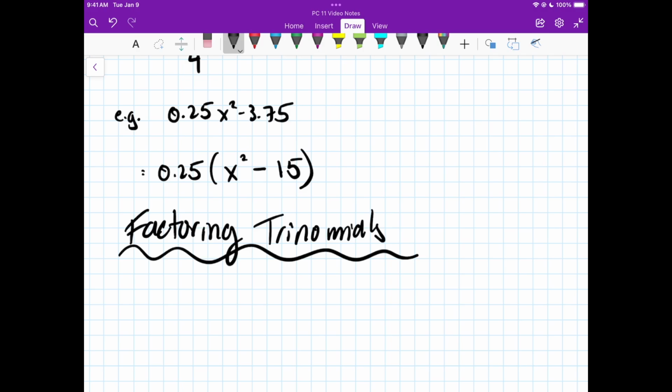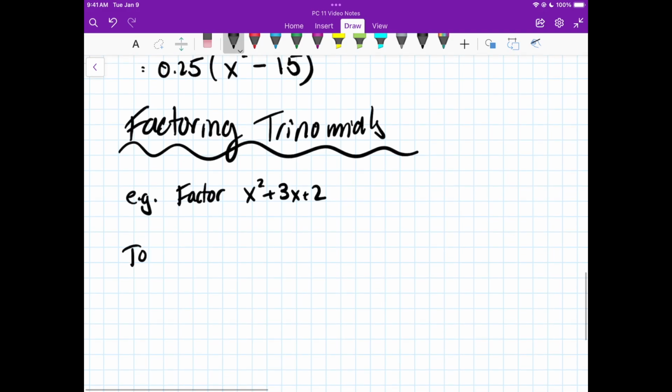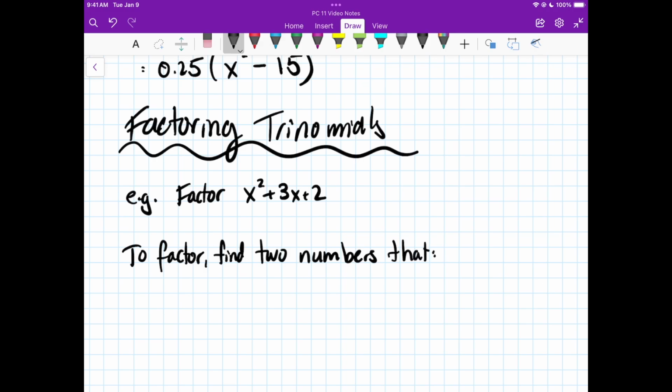So let's take a look at what we've got. If, for example, I wanted to factor something like x squared plus 3x plus 2. So thinking back to last year, you might remember that to factor something like this, you want to find a couple of things. You need 2 numbers, and those 2 numbers need to do 2 specific things. They need to multiply to one thing and add to another.